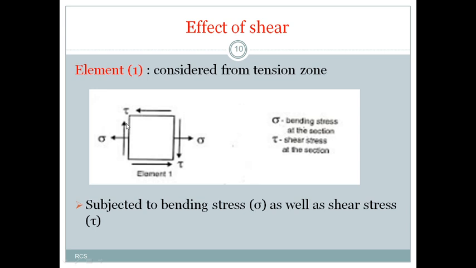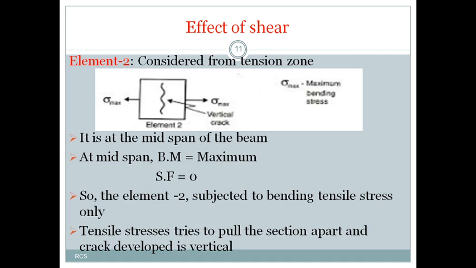So these are the shear stresses which are acting at the section of that elemental part in the tension zone, and these are the bending stresses. This is denoted with a sigma, and shear stresses are denoted with a tau here. Now next consider the second element which is situated in the tension zone here.